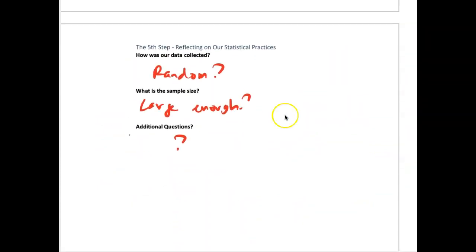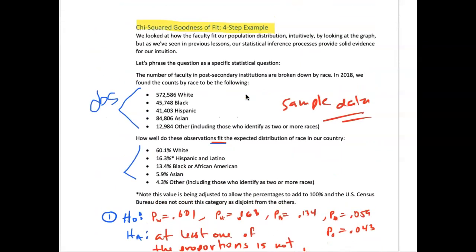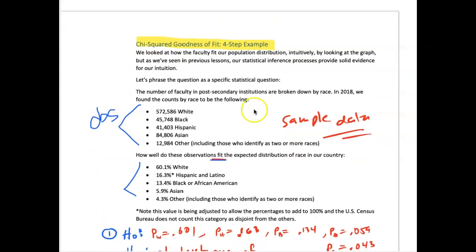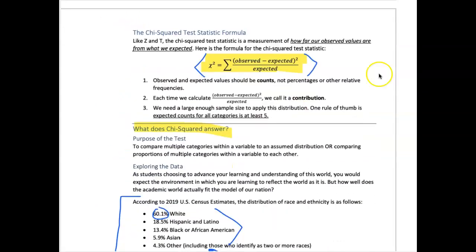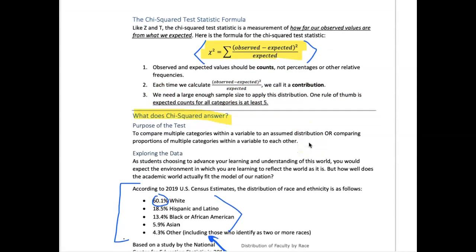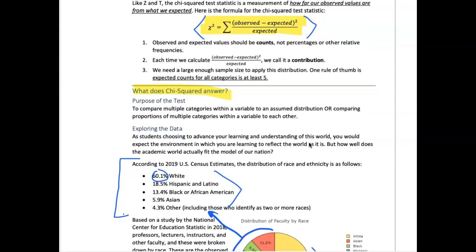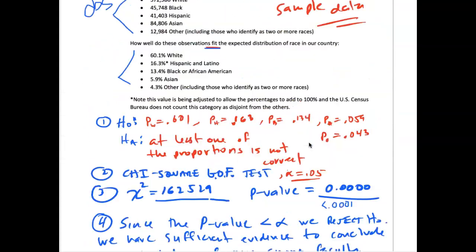Step 5 on this course would be, was the data collected random? We don't know. Was the sample size large enough? So we ask those questions as we go through that. We see back here that we need a large enough sample size to apply. One rule of thumb is that the expected counts for all the categories are at least 5. So we need to have enough data, enough things to compare. So it is large enough there. And then, of course, what are the questions you may have?